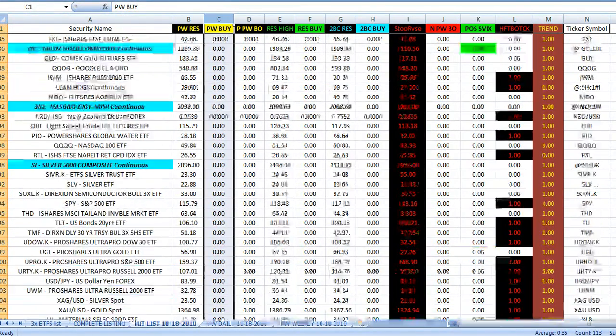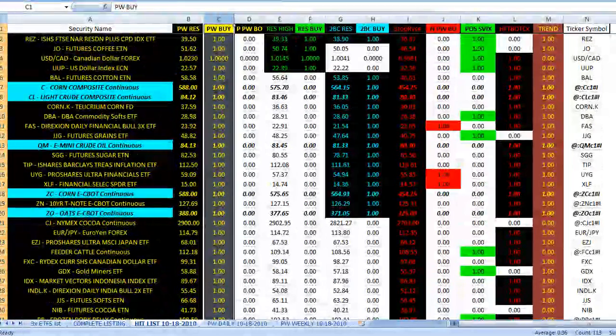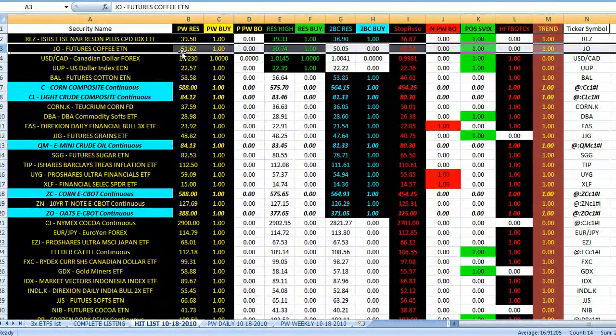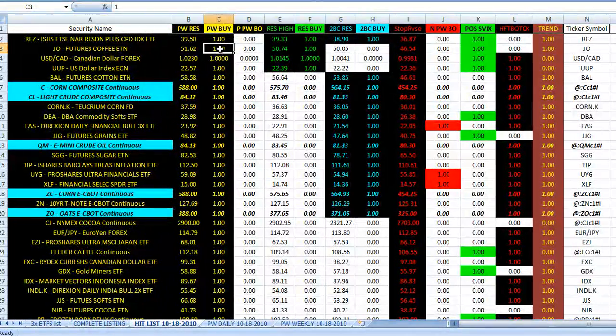So if you scroll up here, you see highlighted in yellow these here. For instance, you see JO, ticker symbol JO. It's the coffee futures ETF. You see there's a 1 here. That's a buy. Here's your buy stop limit, 51.62. So it's in play at 51.62. It's a pulse wave signal.